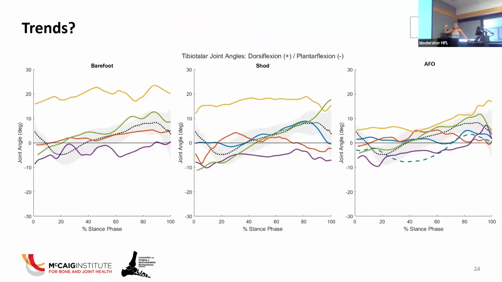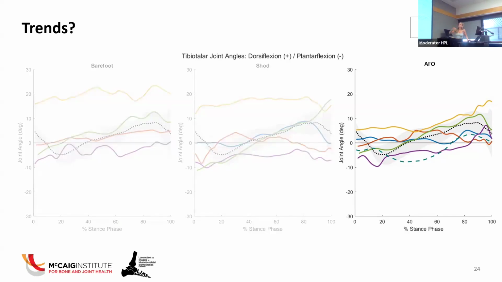Now, this is the result from all of our participants all put together on one graph, which seems like a whole lot of nothing at first glance. But what I want to focus in on is that if we take away the barefoot and the SHOD, and we just, oh, I'm sorry, you can't particularly see it, but there is a standard deviation behind there as well.